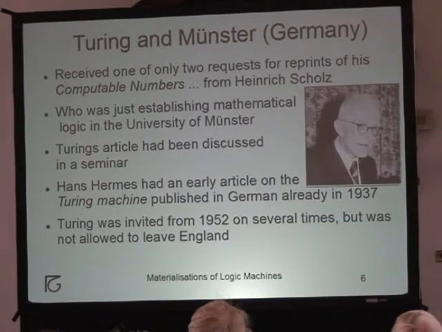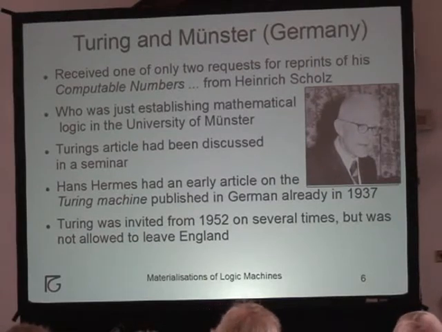Here you see Professor Scholz, who was just establishing mathematical logic in Münster. Turing's article had been discussed in his seminar. There was even an early article on the Turing machine published in German already in 1937, which I retrieved when I was preparing for the Alan Turing year. Turing was invited to Münster several times from 1952 on, but he was, let us say, not allowed to come. He had some excuses why he didn't come, but most people agree that it was because he was not allowed to leave England.